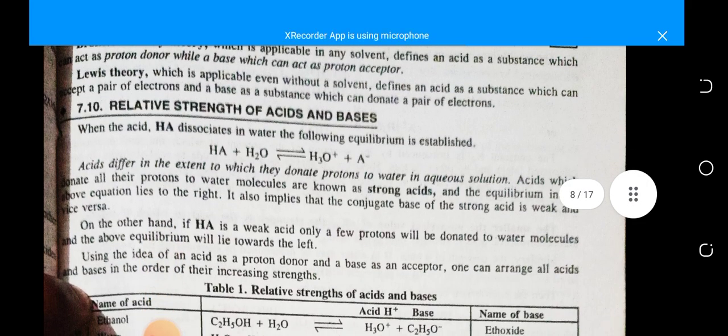Relative strength of acids and bases. When the acid HA is dissociated in water, the following equilibrium is established: HA + H2O equilibrium H3O+ + A-.